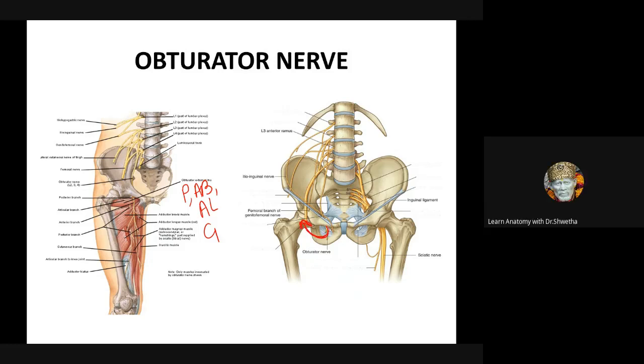Hip joint. Very good. Yeah, this is an MCQ question, students. I will tell you. Now, that was about the anterior division. You have beautifully said that. Now, we will look into the posterior division.